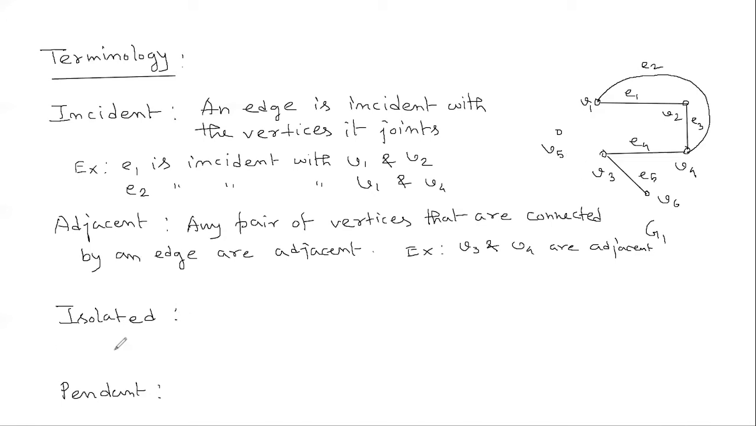Next, what is called isolated vertex. If a vertex is not adjacent to any other vertex or it is not incident with any other edges, then we say this is an isolated vertex. So here in the graph G1, we have V5 as isolated vertex.